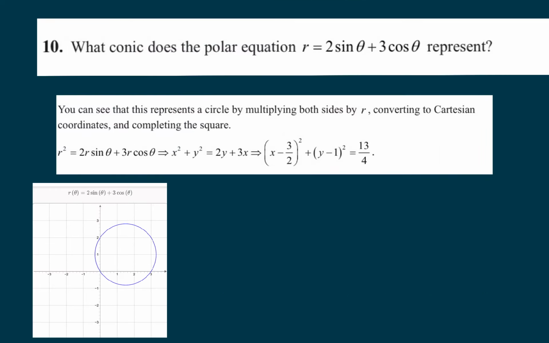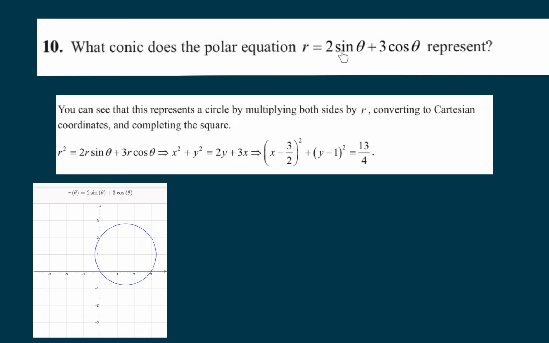Okay, the next one says what this conic equation, this polar equation, represents. What conic does it represent? An ellipse, a parabola, a hyperbola? What does the equation r equals 2 times sine of theta plus 3 times cosine of theta represent? So what we will do is multiply both sides of the equation by r. If we multiply by r, you will obtain r squared on the left side of the equation.